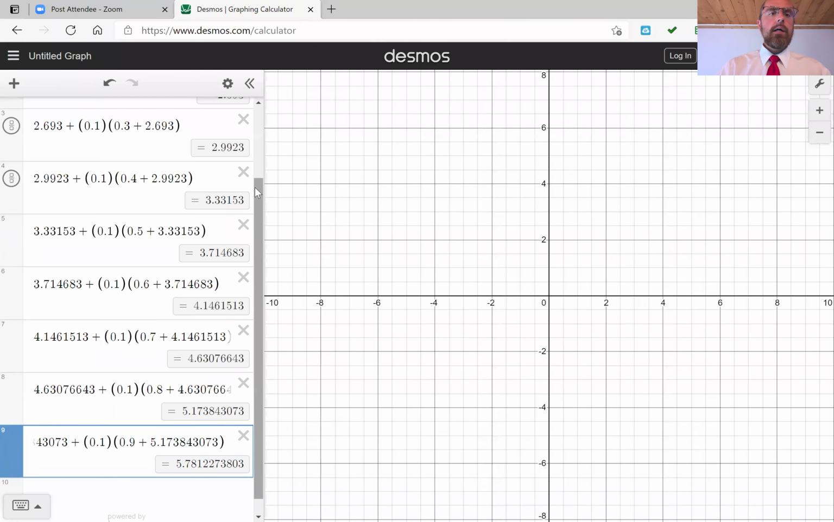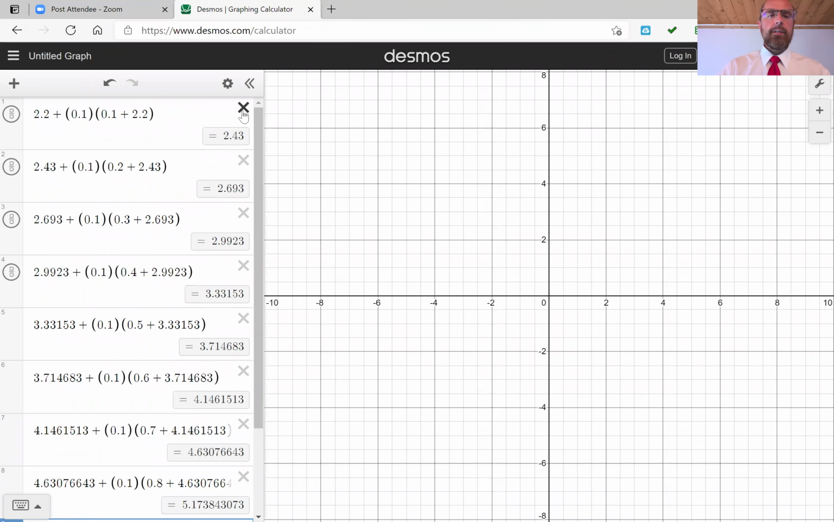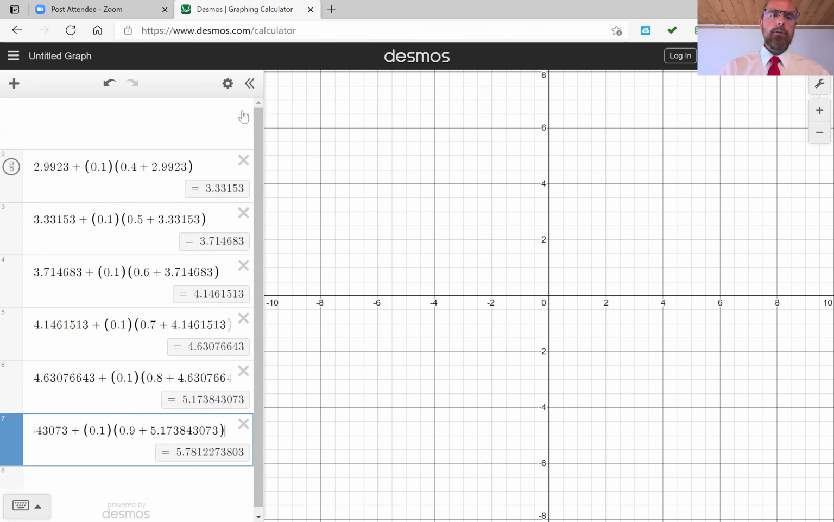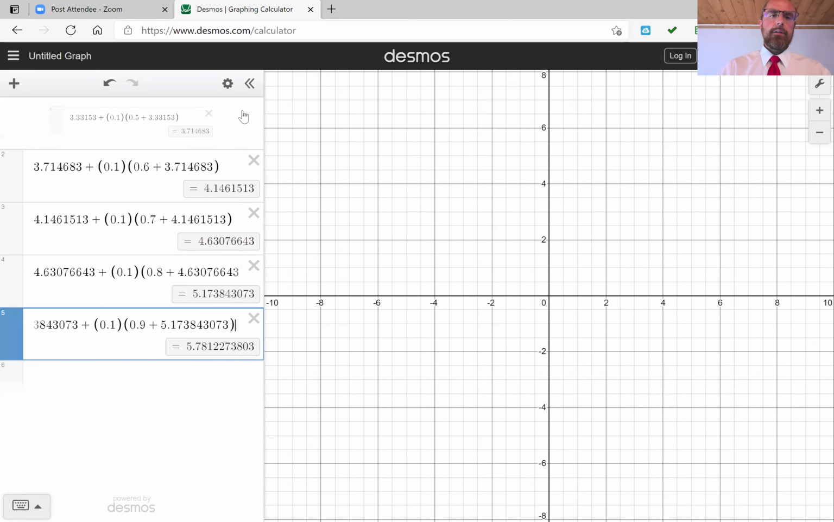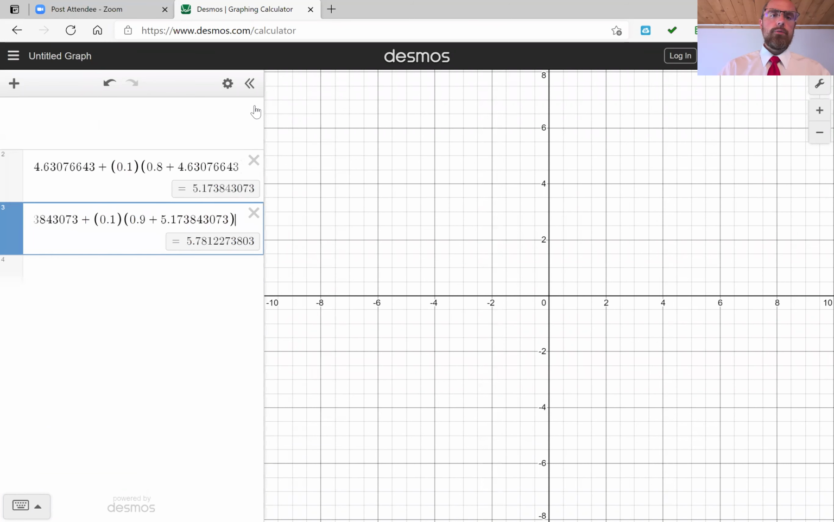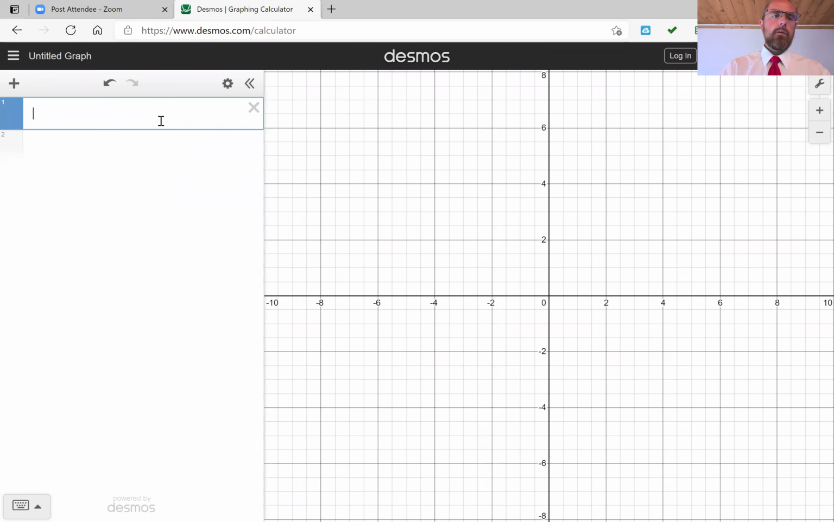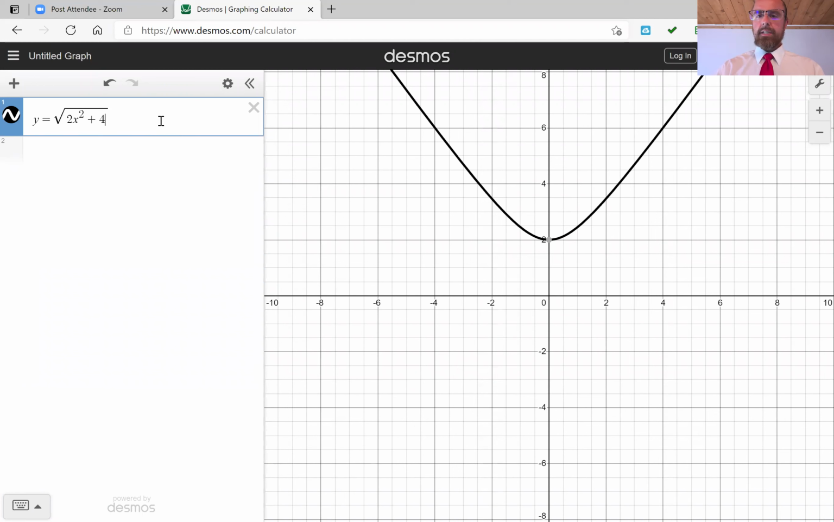And I'm going to clear out, so you can see we got a lot of calculations from the recursive process. So I'm going to clear all that out. And I want to just input that solution. So that was given to us. We didn't have to solve it. In fact, at this point, we don't really know how to solve it. So we're grateful for this one. y equals square root of 2x squared plus 4. So we can see that's the particular solution that we've got. It's got that curve there on the graph.